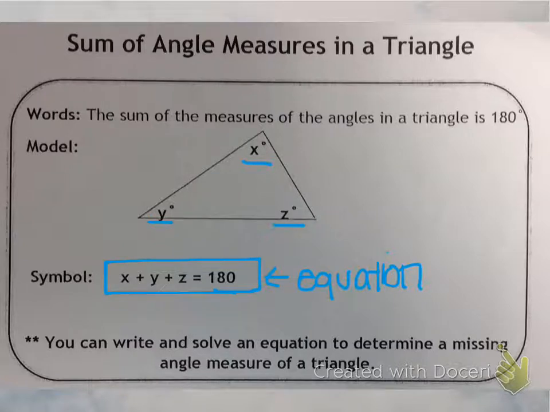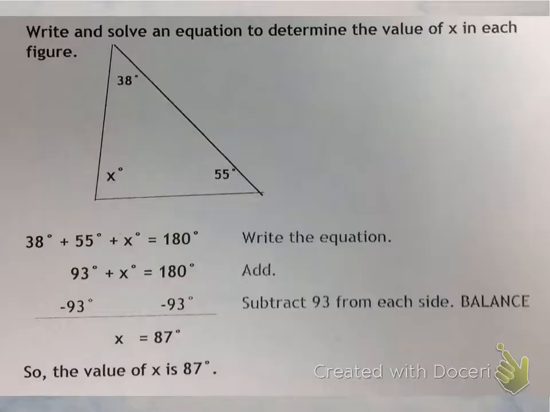You can write and solve an equation to determine a missing angle measure of a triangle. So here we have an example that's laid out for us. It tells us to write and solve an equation to determine the value of x in each figure. You see we are given two angle measurements and we've got to find our x. Just like we said before, we're going to take all three angle measurements and add them, and that's always going to equal 180 because the sum of all three angles equals 180.